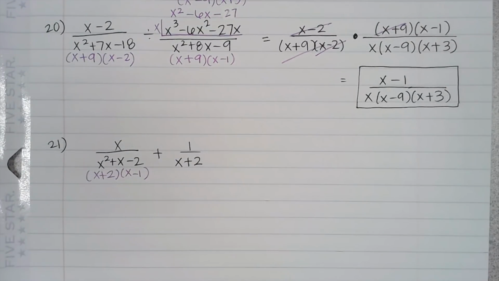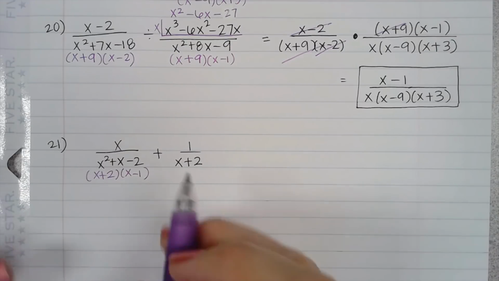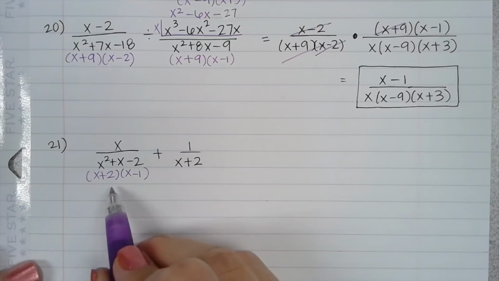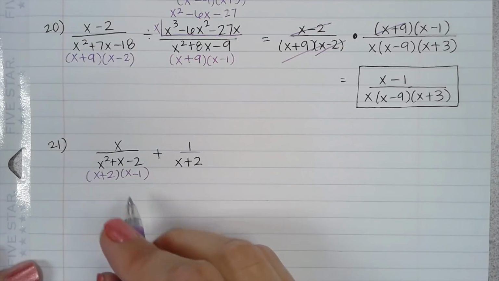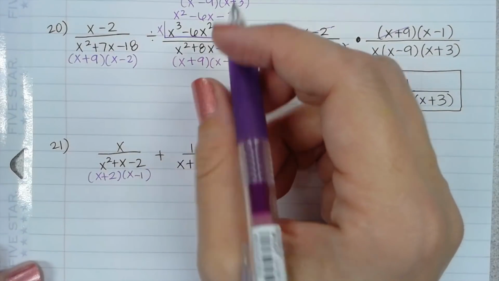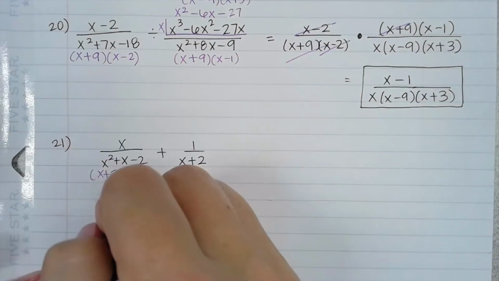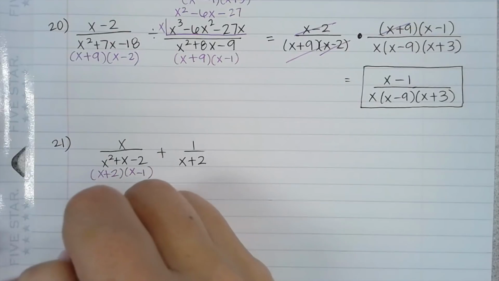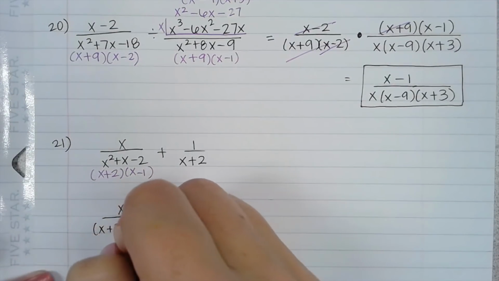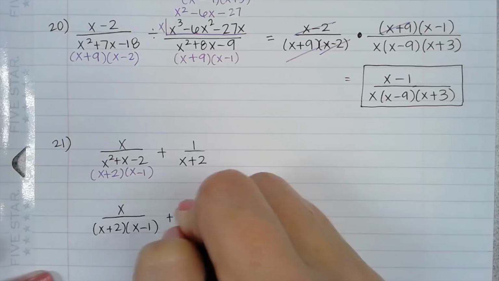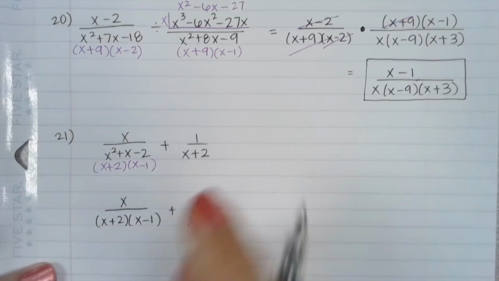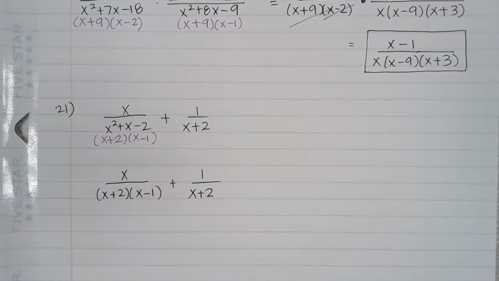And so for this problem, the two denominators are not as different as they may have originally appeared because this second denominator over here already has the x plus 2. So to make them match, it's just this one that's going to need something added in. I'm going to work vertically on these problems instead of horizontally. So I haven't made them match yet. All I did was I changed this one and I wrote it in factored form.